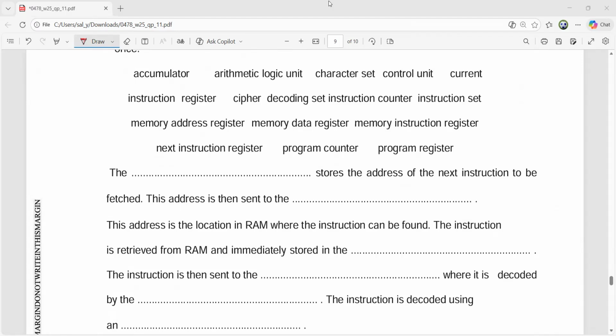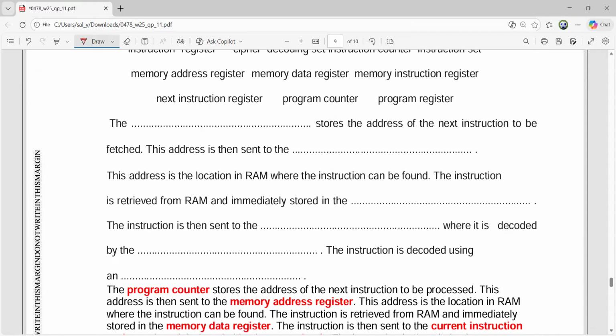Very first one is very, very simple. Remember, the address of the next instruction, so that is the program counter. So let's see, are answers matching or not? The program counter stores the address of the next instruction to be fetched, to be processed.